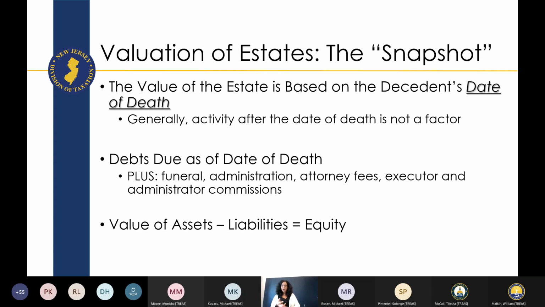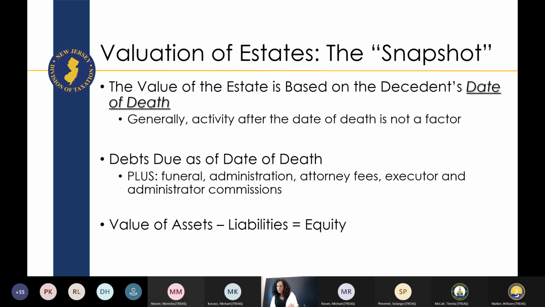I own a house, I own a car, I own some stocks, I own mutual funds. What is it worth today? I don't care what it's worth in 5 weeks. I don't care what it was worth a month ago. I need to know today. So generally, that's what we're interested in because that's what this tax is. It's a date of death tax. There are some exceptions, and I'll explain that in a minute.